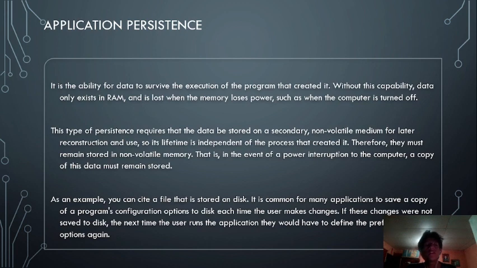Therefore, they must remain stored in non-volatile memory. That is, in the event of a power interruption to the computer, a copy of this data must remain stored. As an example, you can cite a file whose data is stored on disk. It is common for many applications to save a copy of a program's configuration options to disk each time the user makes a change. If these changes were not saved to disk, the next time the user runs the application, they will have to define the preferences options again.